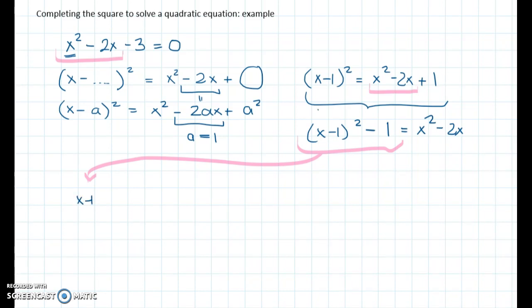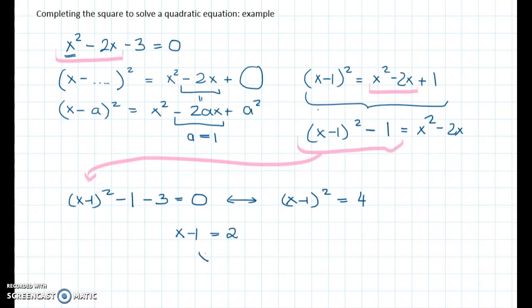So (x minus 1) squared minus 1 minus 3 has to be equal to 0, which means that we need (x minus 1) squared to be equal to 4. There are two possibilities for this. Either we have that x minus 1 is equal to 2, in which case x is equal to 3. This is one of our solutions. Or x minus 1 can be equal to negative 2, in which case x has to be equal to negative 1, and that's our second solution.